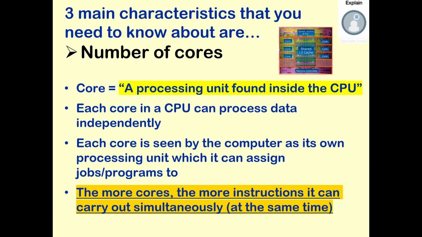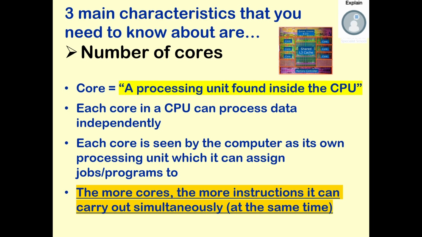Number of cores. Well, a core is basically a separate little processing unit, or CPU, within the CPU. Every core has its own registers, its own cache, its own ALU, control unit, etc. So it's like having multiple CPUs within one, if you want to think of it. Every core can do the fetch, decode, execute cycle. It can process data independently, separately.